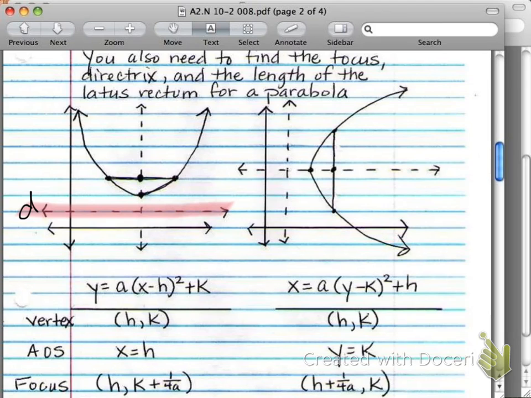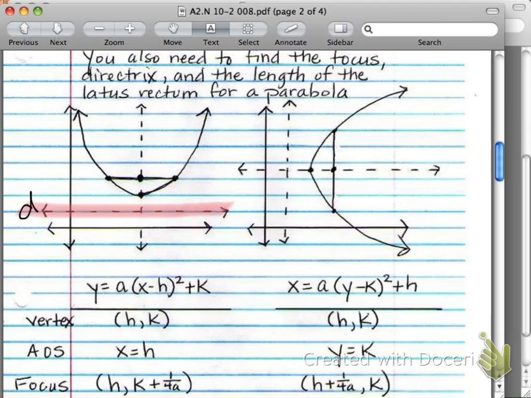Notice where the directrix is. Where is the directrix located? Above the x-axis. Good observation, but compare it to the parabola itself. Where is it located? It's below the parabola, below the vertex. What if I flip it? Above the vertex. So if the parabola was opening in the downward direction, then my directrix would be above it.